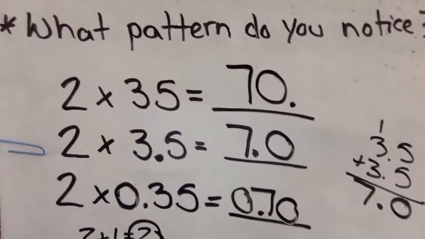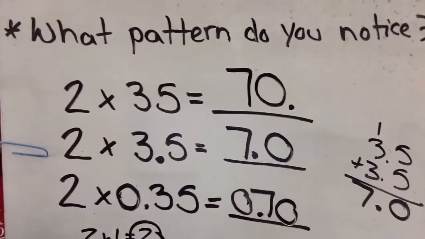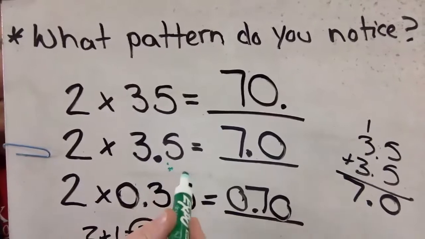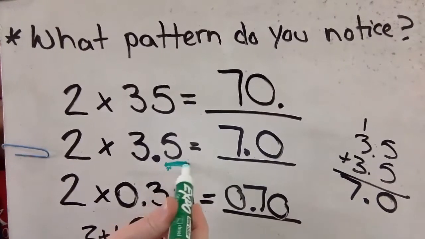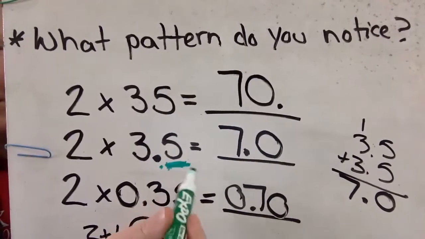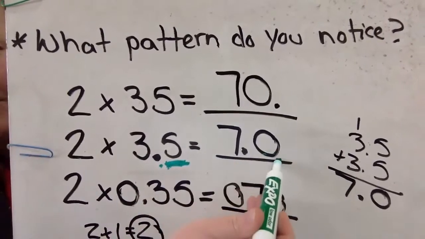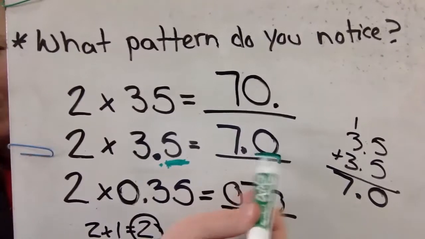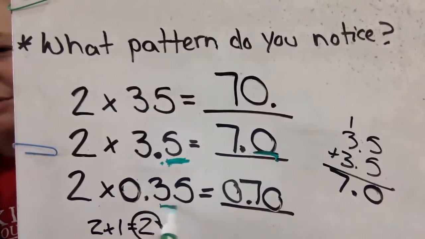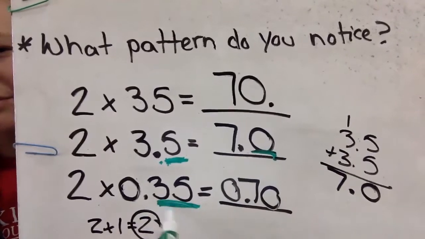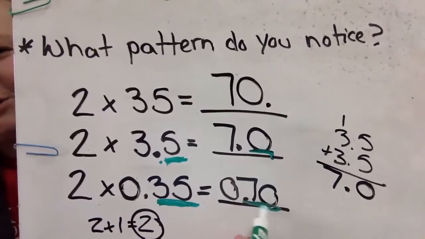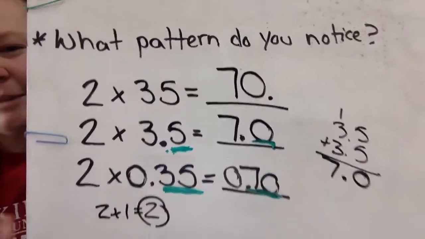I don't know about you, but I do, okay? So when we have a decimal here, if you notice, there is one place after the decimal. So there's one number after the decimal. And how many numbers are after the decimal in our answer? 1. Take a look at the one down here. If I have 2 numbers after the decimal, how many numbers are after the decimal here? 2.